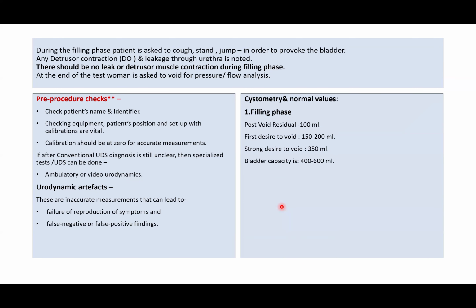Now, cystometry and normal values, we just remember this so that we can interpret the graph normally. This was very important for the part 2 exam. So just remember, in the filling phase, the residual volume is 100 ml. First desire to void at 150 to 200. Strong desire will be at 350. Bladder capacity is 400 to 600. Detrusor rise in the filling phase is only up to 15 centimeters of water. In the filling phase, there should be no detrusor contraction, no leaks.